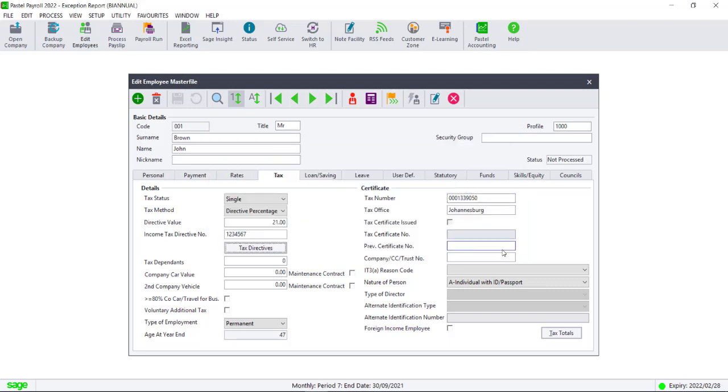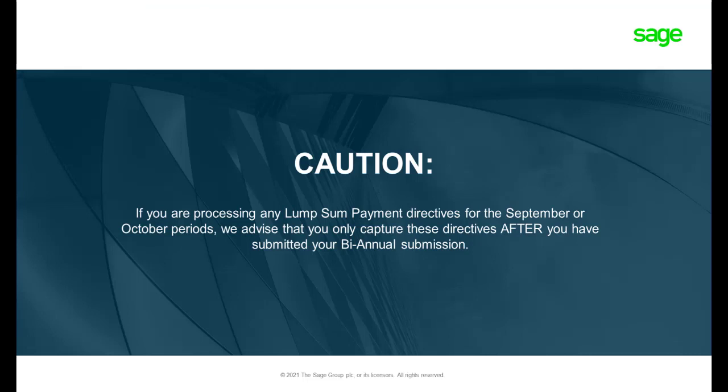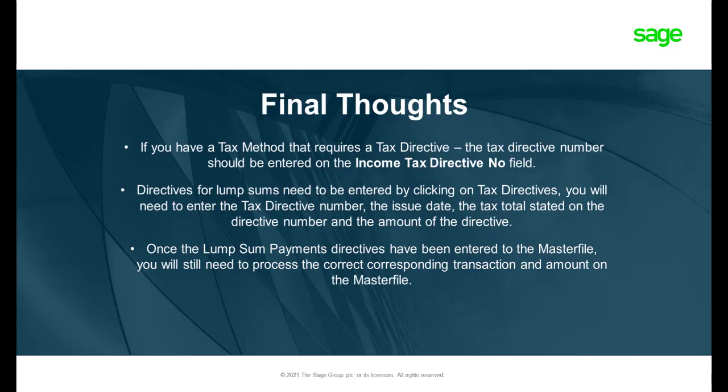If you have a tax directive number that needs to be processed in September or October, we advise that you complete your biannual submission before entering these tax directives. View our tax directive video in the description box below for more details. Take note of our summary on this video.